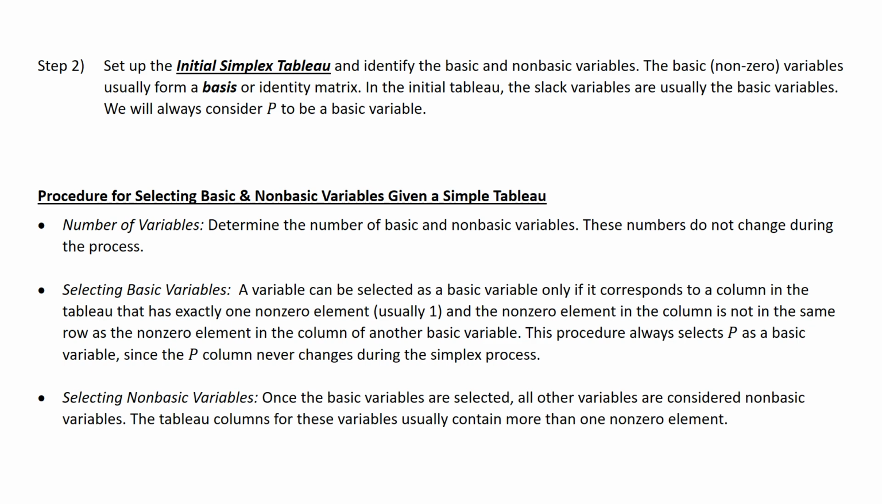The procedure for selecting basic and non-basic variables is as the following. First, we determine the number of variables, and those do not change during the process. So if you start with 2 basic variables, you will end with 2 basic variables. To select the basic variables, we look for columns in the tableau that have exactly one non-zero element. Now, that element is usually the number 1, but it doesn't have to be. Another stipulation is that the non-zero element cannot be in the same row as the non-zero element in the column of another basic variable.